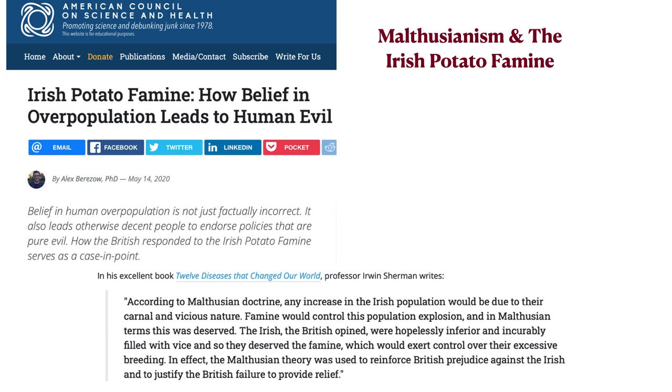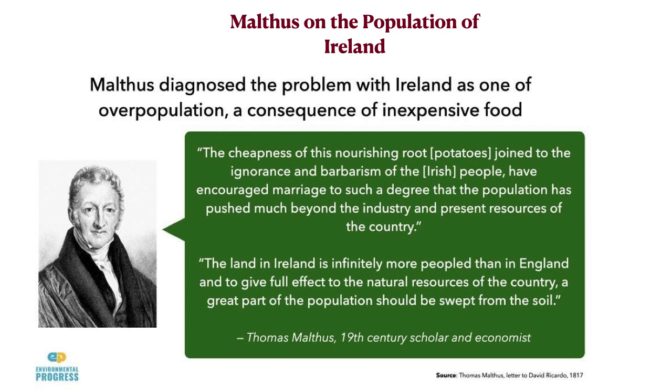And to quote from another book here: "According to Malthusian doctrine, any increase in the Irish population would be due to their carnal and vicious nature. Famine would control this population explosion, and in Malthusian terms, this is what they deserved." There was a tremendous amount of prejudice, often framed in quite openly racial terms, prejudice against the Irish. And Malthus did, in his letters more than his published works, opine on this matter.